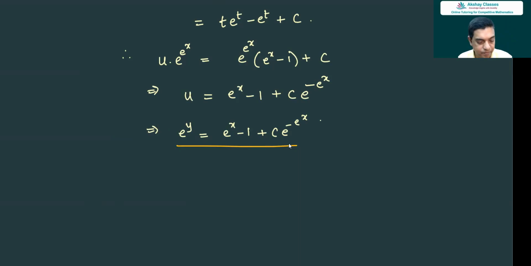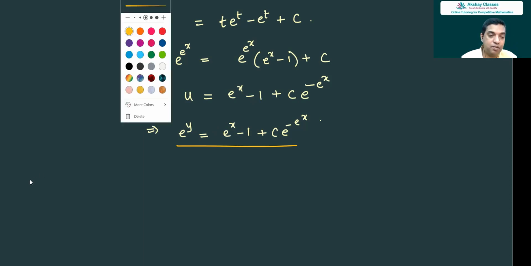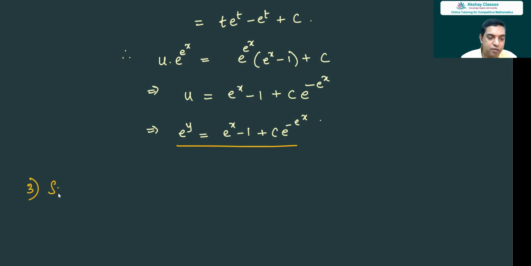So one was of one type, another was of Bernoulli's equation form, and the other was by substitution form. One more. This type we can get very frequently.